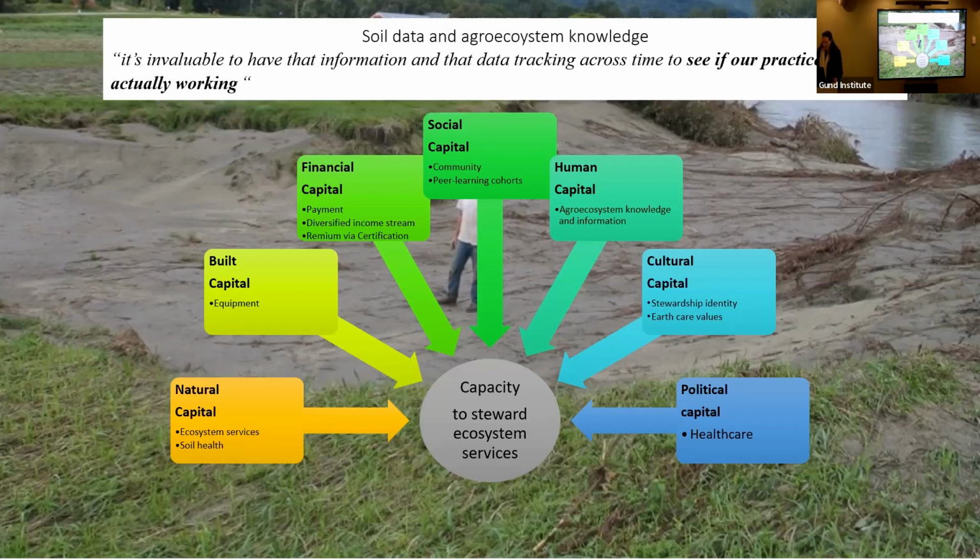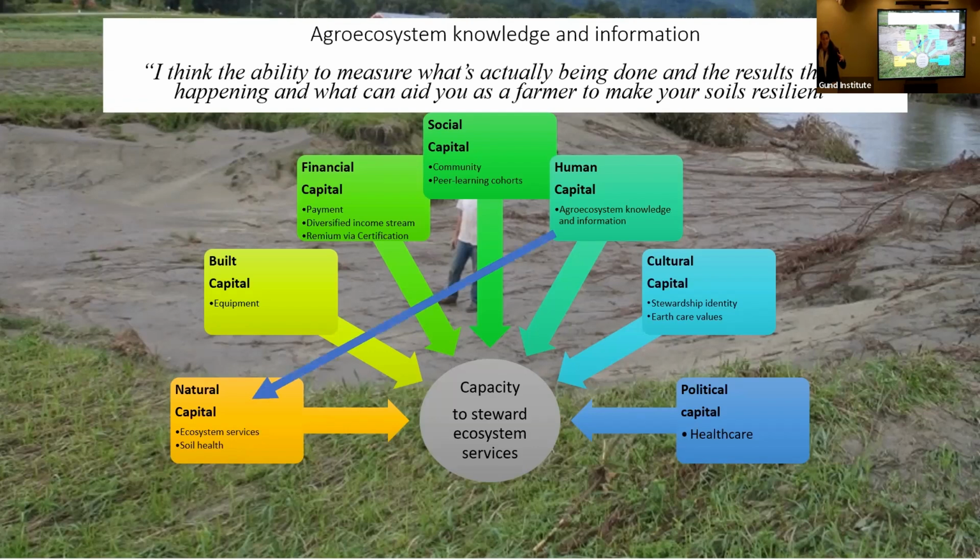Okay. Oh, here's the fun thing. If you haven't played with the asset-based frameworks, what's really nice about it is sometimes people will talk about how one resource base influences another one. And sometimes it can be like a spiral. So here's an example of a farmer talking about how having the ability to measure or getting that kind of knowledge about their agroecosystem aids them in enhancing their natural capital, right? So that's a really simple one.